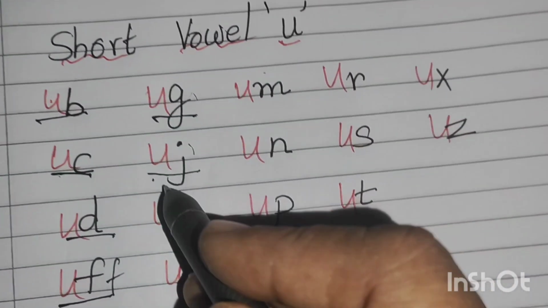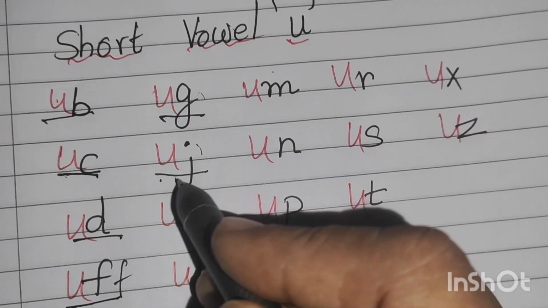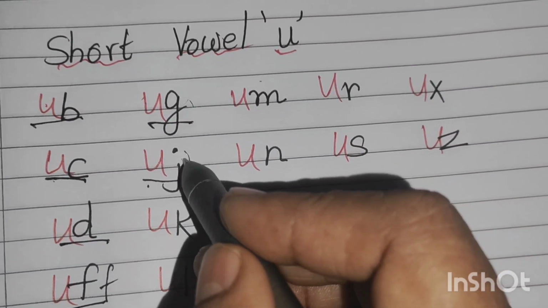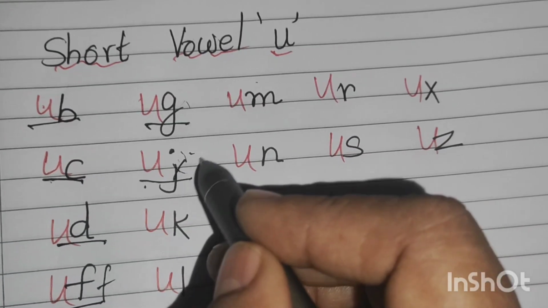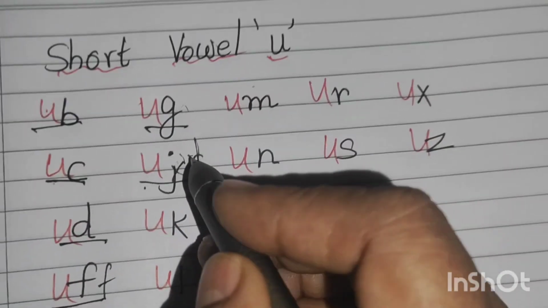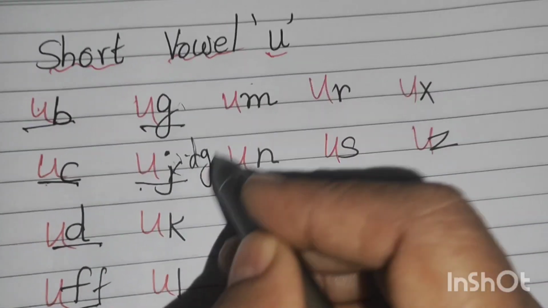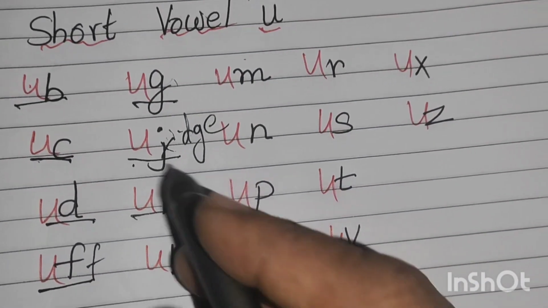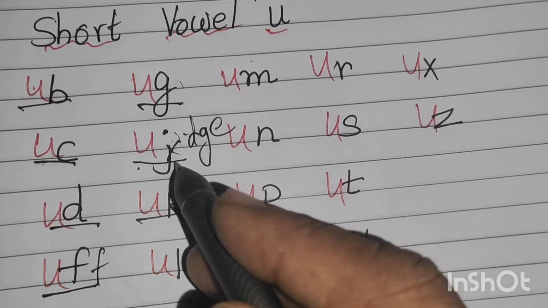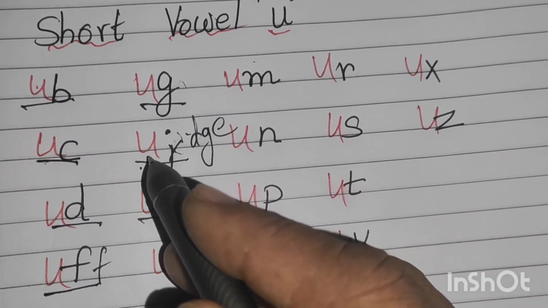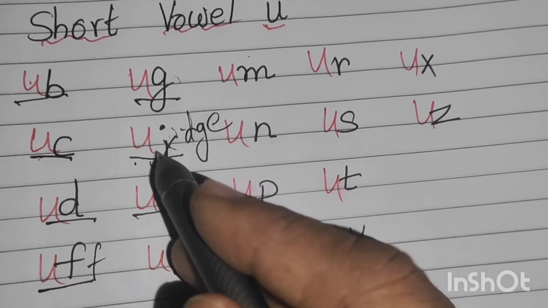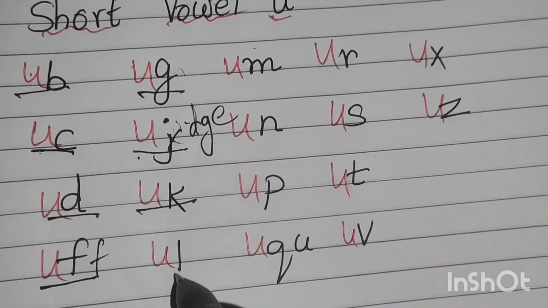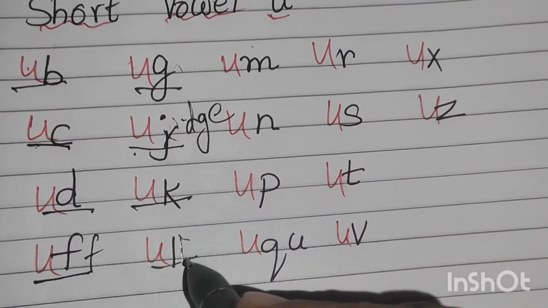We don't find U, J. We find Ujjain, but for names it comes U, J. Ujjain is not a short vowel, it's a long vowel. So instead of J, we use dge: uj. U, K, uk. ULL, al, ul.